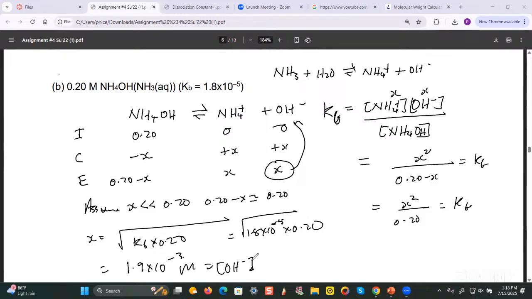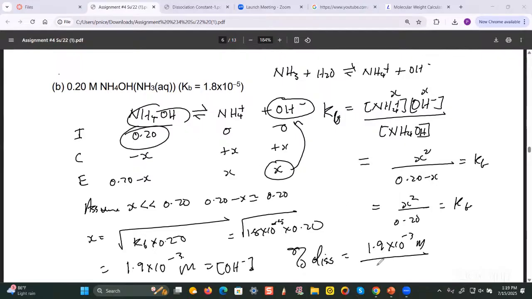So that's what that's equal to. But the question is asking for the percent dissociation, right? Now, in the case of bases, the percent dissociation will be equal to the concentration of the OH minus divided by the initial concentration of the base. So in this case, the percent dissociation will be equal to 1.9 times 10 to the minus 3 M divided by the initial concentration of the base, which is 0.20 M, times 100%.